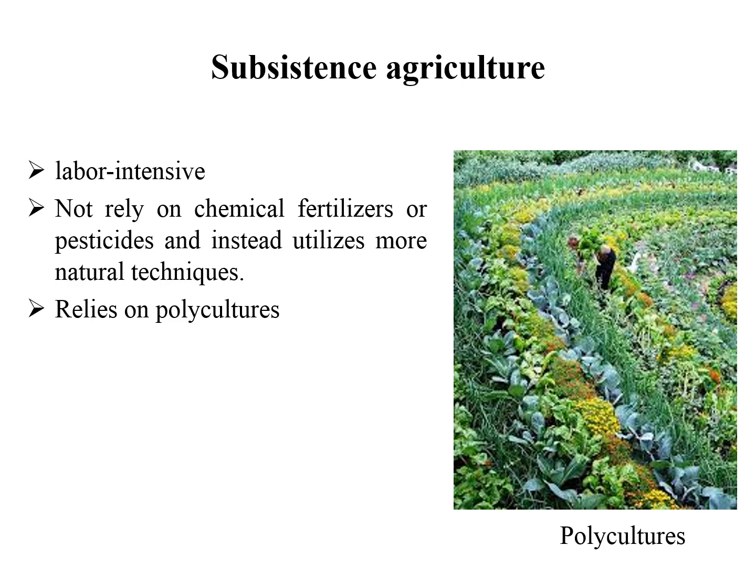Subsistence agriculture is labor intensive because all of the work is done by humans and animals and does not rely on chemical fertilizers or pesticides, and instead utilizes more natural techniques. It relies on polyculture. Polyculture is a form of agriculture in which more than one species is grown at the same time and place, or when different types of crops are planted. This creates a closed circuit within the farm where nothing goes to waste.